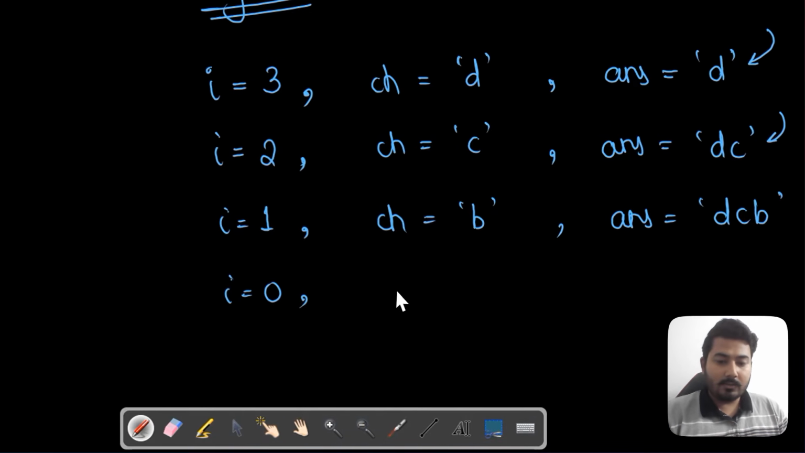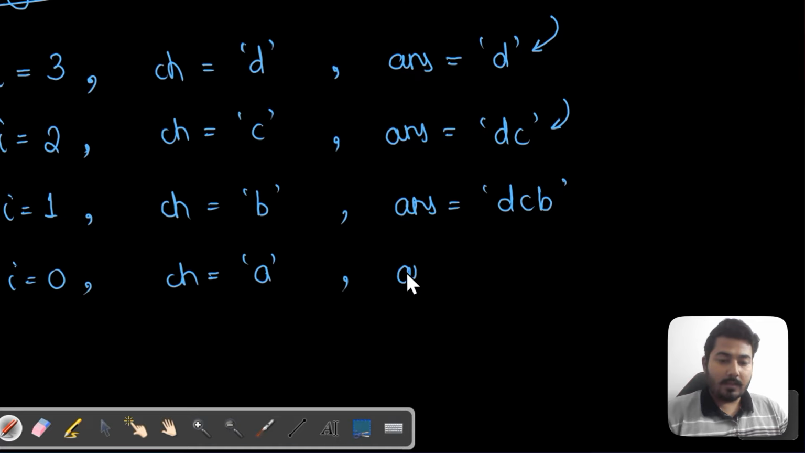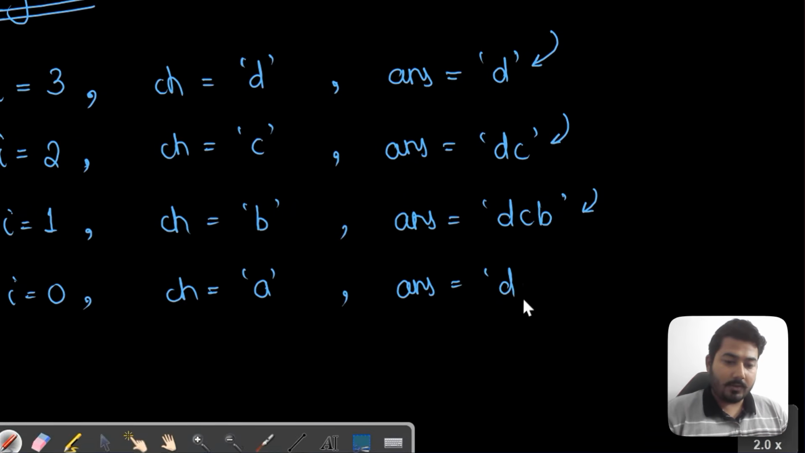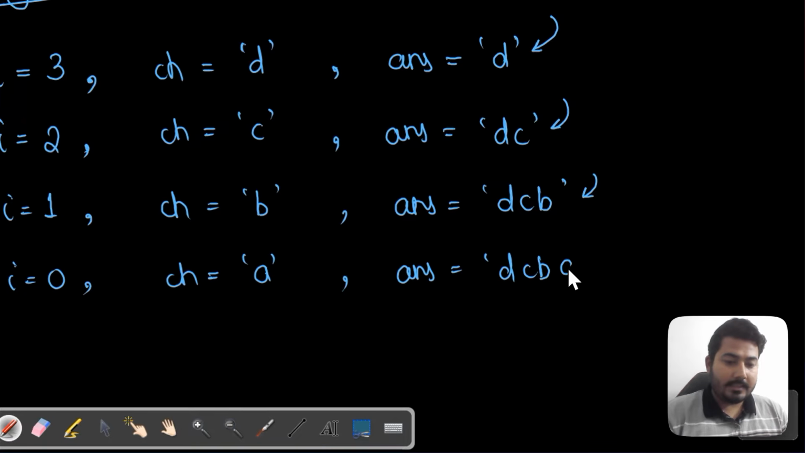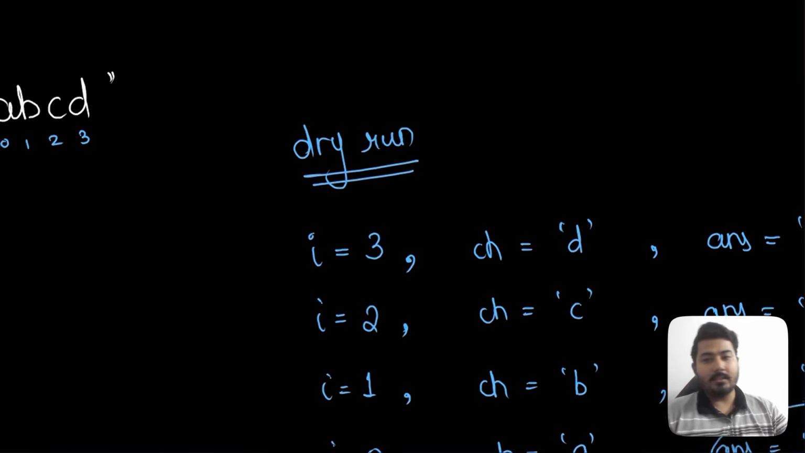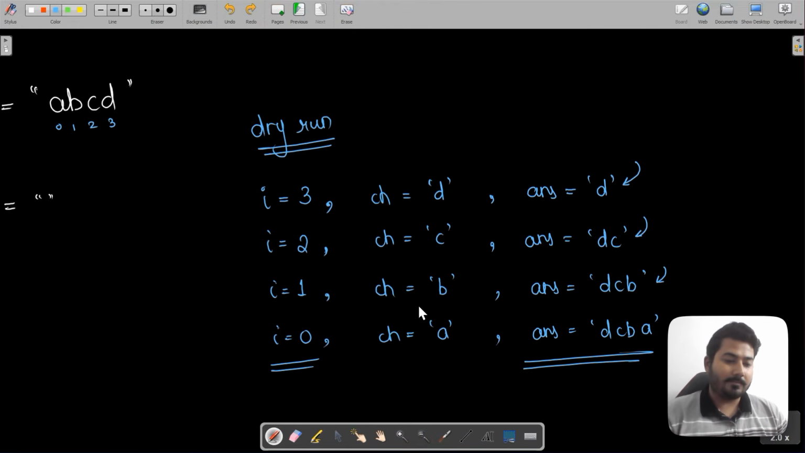You are at the index 0. Pick the character which you are at. Your character will be small a. And insert that character at the right side of your answer string. What your string will become is DCBA. And once you have gone down to the index 0, you can simply end your process and print your answer. That will give you the simple answer of DCBA, which is the reverse of your string.